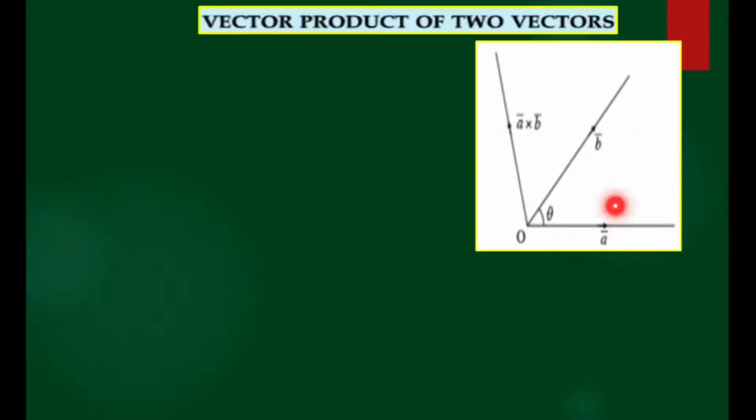Today we start a new topic, vector product of two vectors. So consider here two vectors, vector A and vector B, and the angle between them is theta. Then we see the definition of vector product.